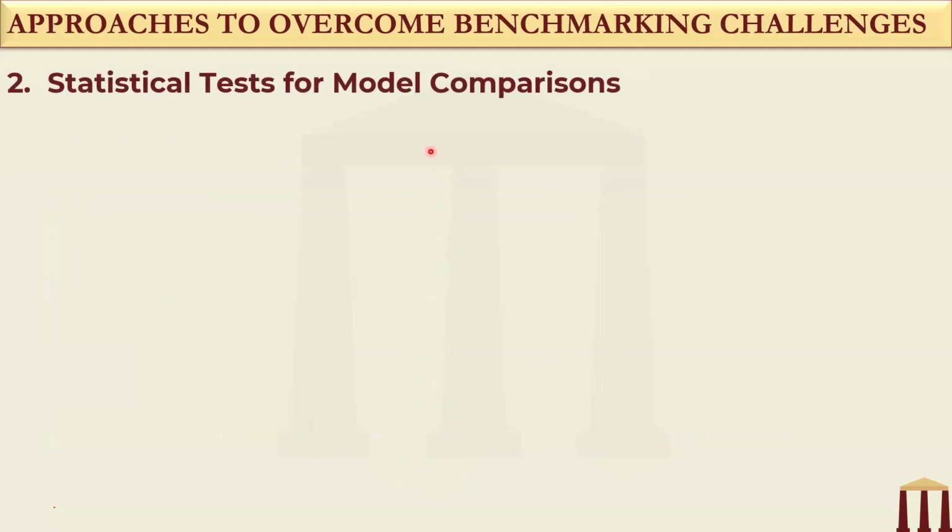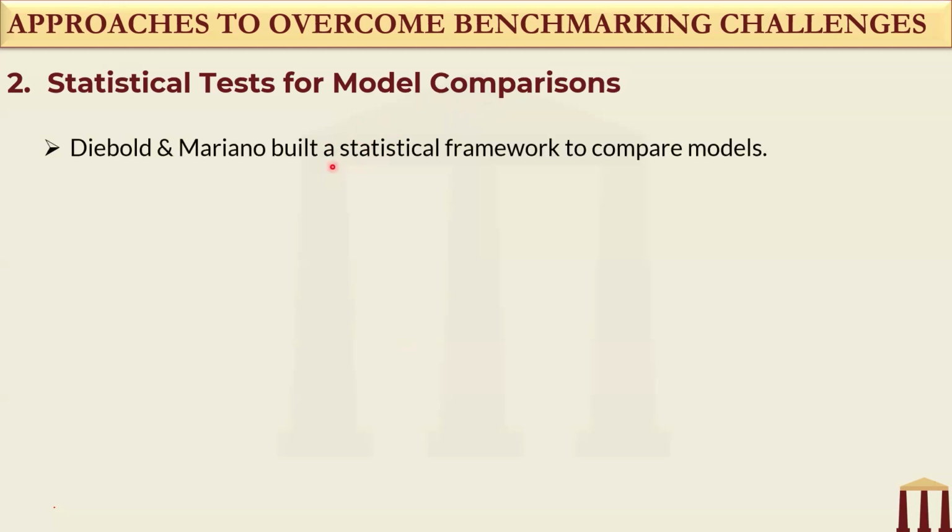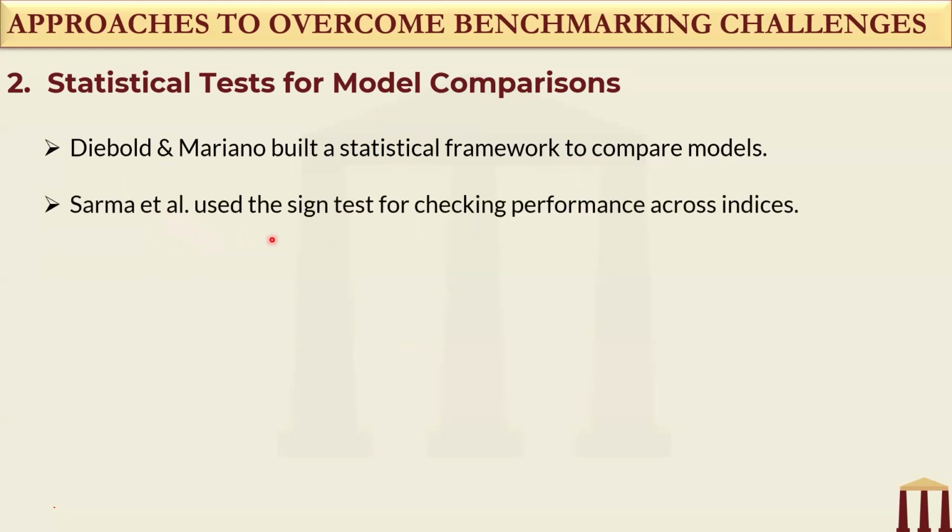Now let's look at the second approach to benchmarking, statistical tests for model comparisons. This one is about bringing some formal testing power into the mix. These two experts, Diebold and Mariano, developed a statistical framework that allows us to compare the predictive accuracy of two competing models. Essentially it lets you test whether one model consistently performs better than the other, not just by chance. Now, Sarma and his team use something simpler, the sign test, which is based on comparing the performance of models across multiple indices or multiple time periods. The idea is to count how often one model outperforms the other without assuming anything about the distribution of error. So it's quite simple but effective.